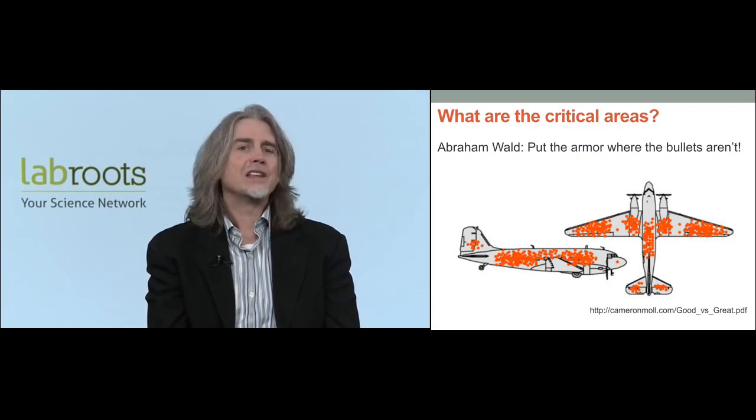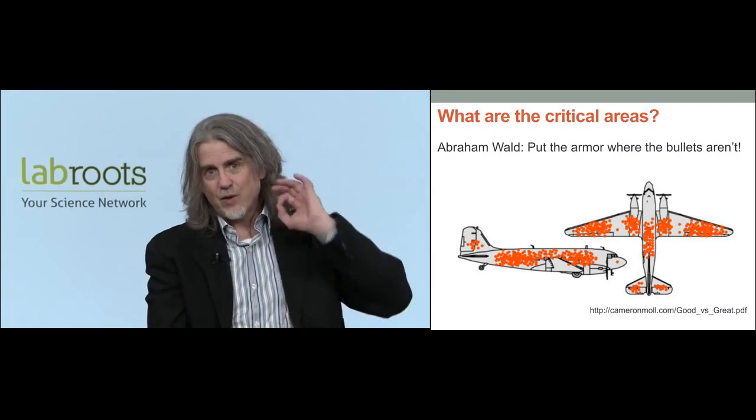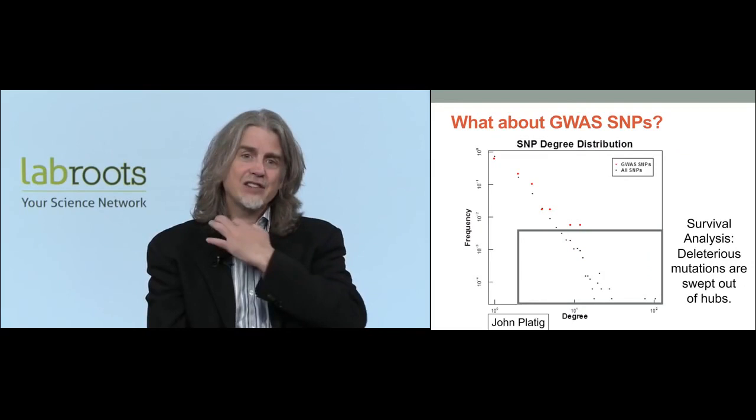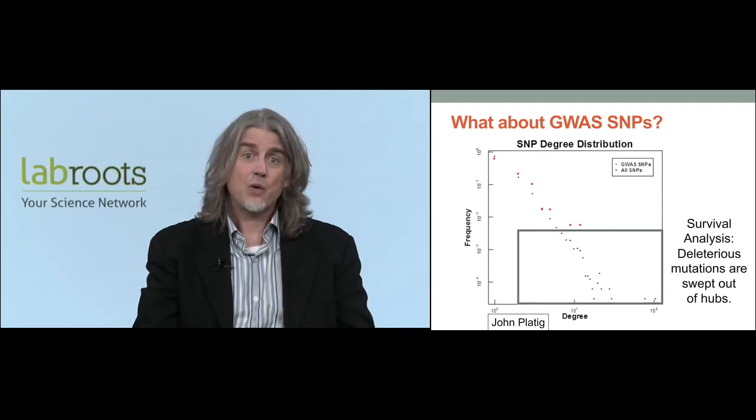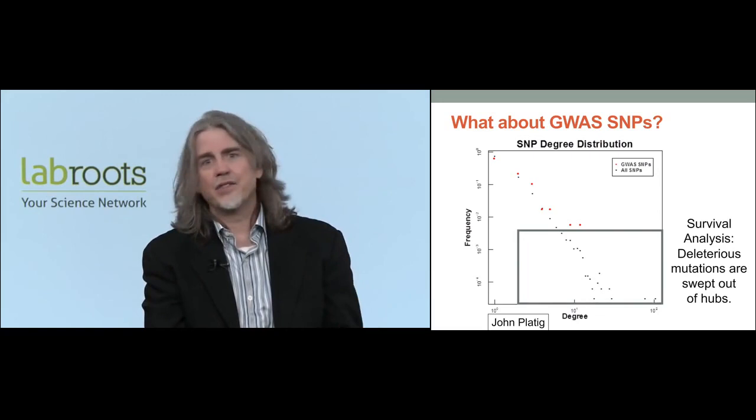In the same way, I think what we're looking at is in part dictated by survival bias. If we look at the hubs in the network, we actually don't expect to see genetic variants, because if they're deleterious, they're very likely to disrupt the entire network, so that whoever carries those variants doesn't survive long enough to pass them on. The truth is, it's probably some combination of the two. They're rare, but if they're rare, they're going to be lethal.